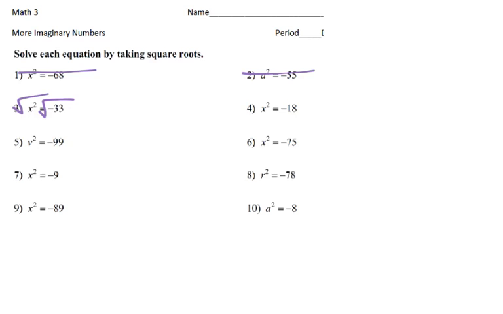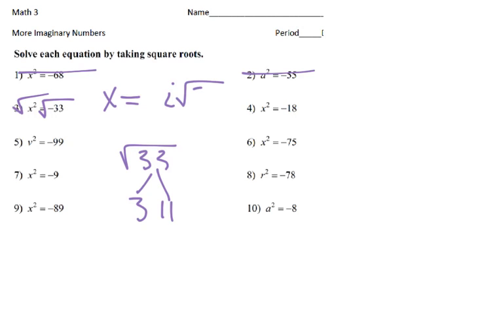So this is the square root of negative 33. I know it's going to have an i. Well, 33 is 3 times 11. I don't think there's anything we can do to that one either, is there? Which sometimes happens.